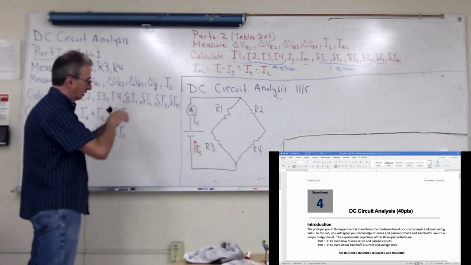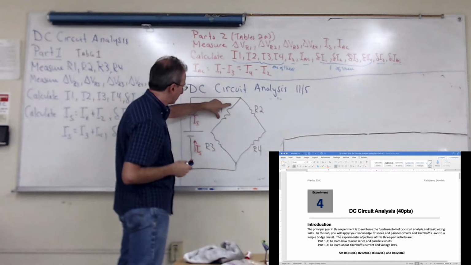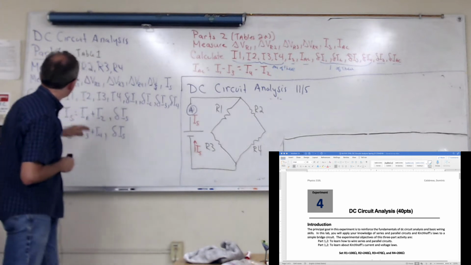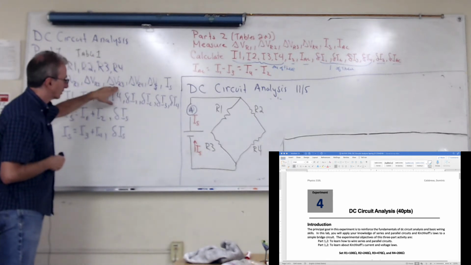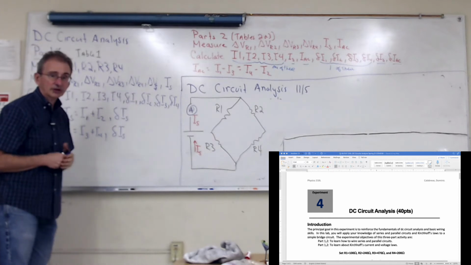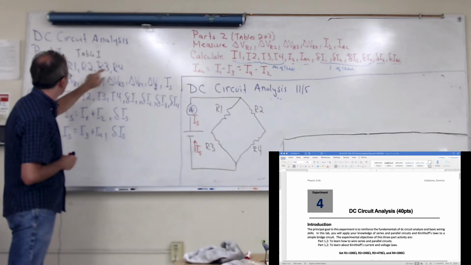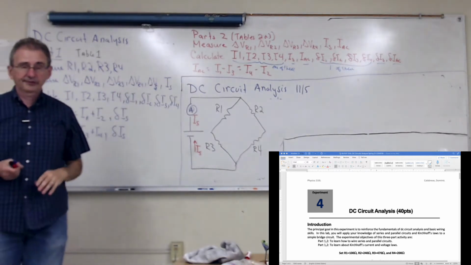Then you'll need to measure the voltage drop across each one of these resistors. So you're going to be measuring the voltage across R1, the voltage across R2, the voltage across R3, and the voltage across R4. So you're measuring 1, 2, 3, 4, 5, 6, 7, 8, 9, 10 items. Okay?